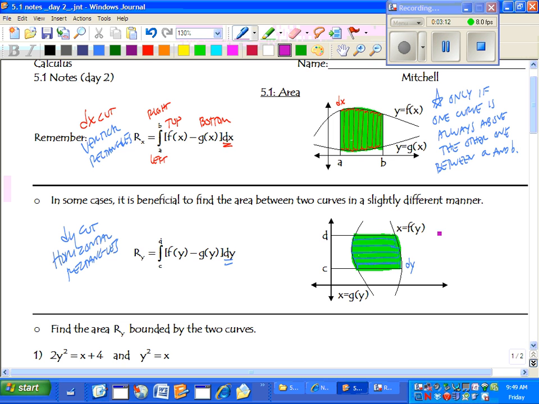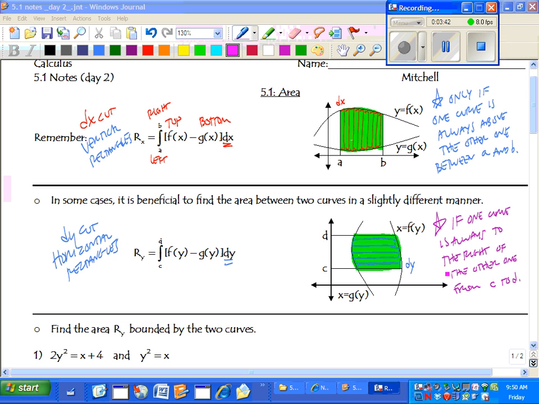In this case, we do this if one curve is always to the right of the other one, from C to D. So one curve is always to the right of the other one.